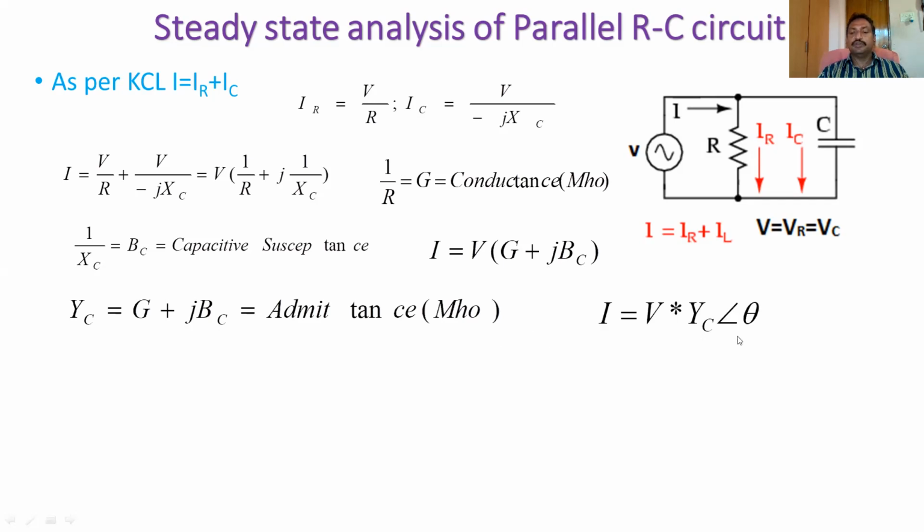Therefore, I is equal to V into YC at an angle. Therefore, YC is equal to the square root of G squared plus BC squared, at an angle theta equal to tan inverse of BC by G, imaginary part by real part. So we analyzed, in the case of a parallel circuit, the magnitude of total current and new terminologies: conductance, susceptance, and admittance. We saw the magnitude of conductance, susceptance, admittance, and then the angle. The angle is nothing but the angle between voltage and current.